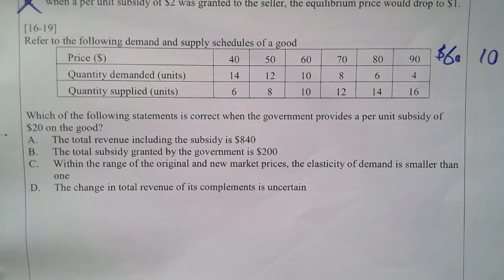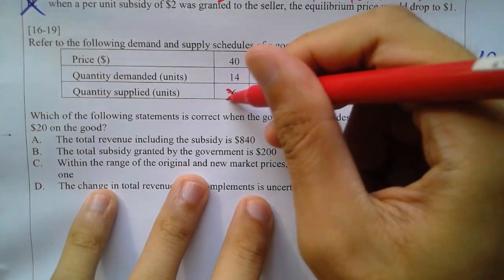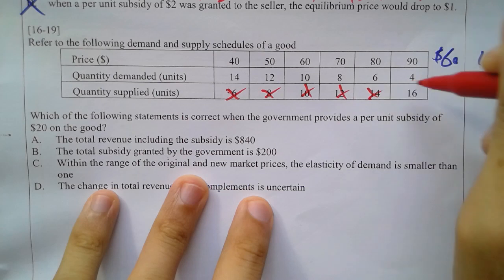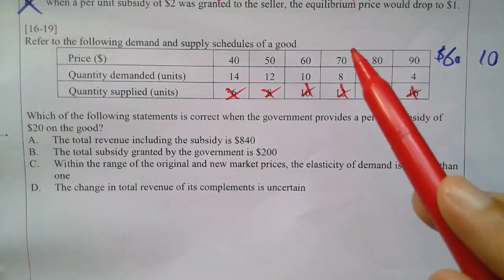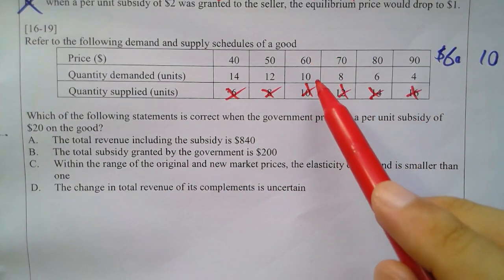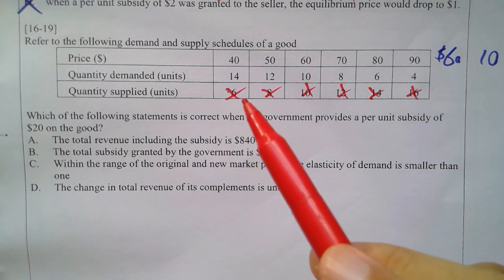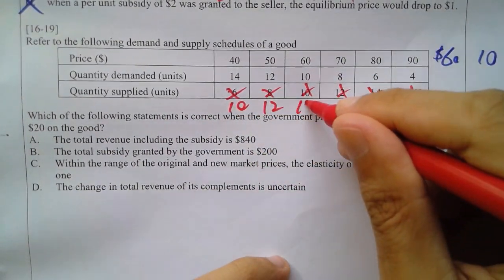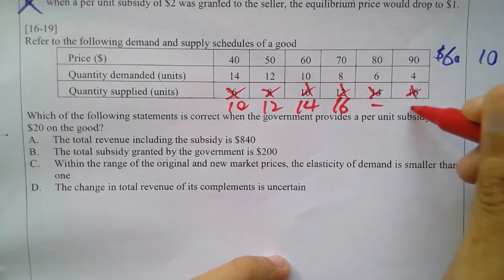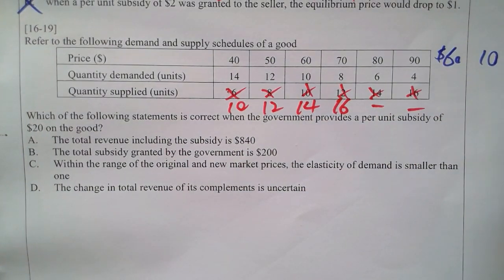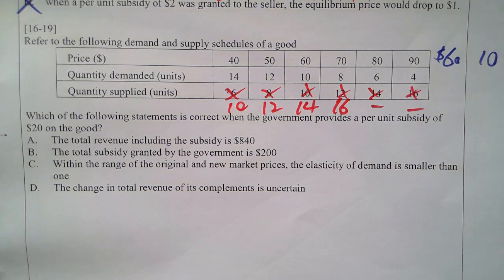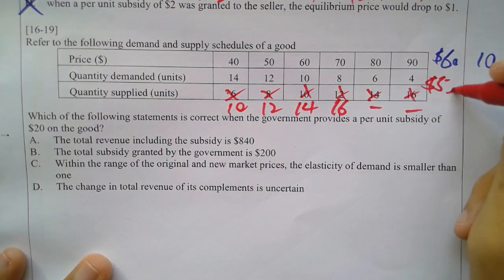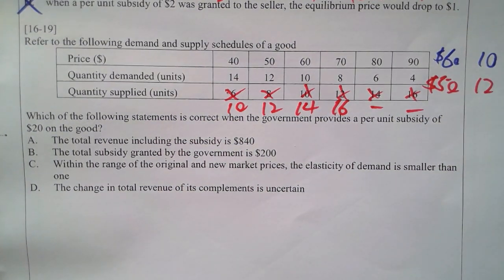So, let's do something first. QS, cross them all out, and do some shifting. Now, originally, 60 to 10. Now, I have a $20 subsidy. So, 10, 14, 16. That would be good enough. So, the new situation should be $50, 12 units, right?